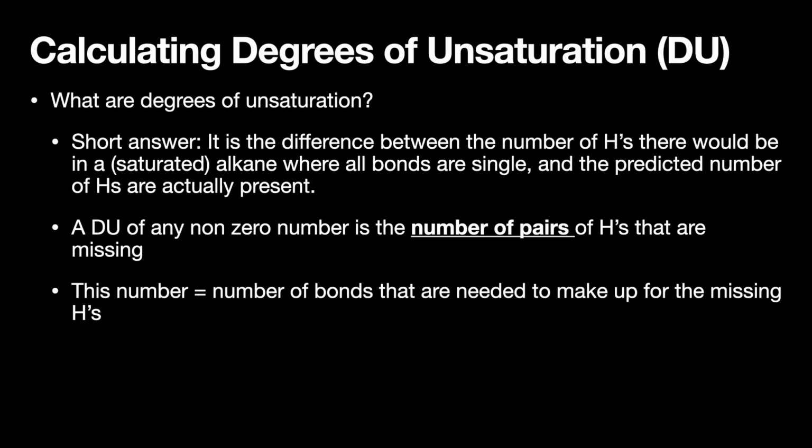Calculating this will allow us to insert the correct number of double or triple bonds in our molecular jigsaw puzzle. What is the degrees of unsaturation? The short answer is that it is the difference between the number of hydrogens there would be in a saturated alkane where all bonds are single and the predicted number of hydrogens that we are actually seeing. A DU of any non-zero number is the number of pairs of hydrogens that are missing. This number is equal to the number of bonds that are needed to make up for the missing hydrogens.